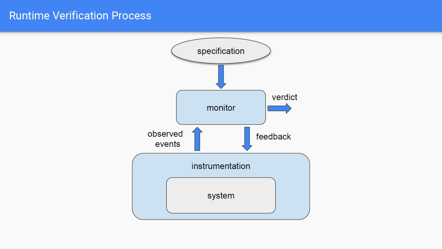The monitor has two different kinds of outputs, usually called a verdict and a feedback. Feedback is an optional output, we will see later on, and feedbacks are sent back to the system if we want to use runtime verification also to handle errors explicitly. Okay.